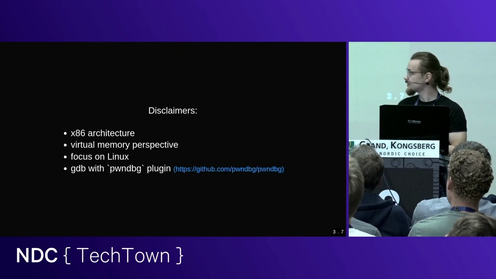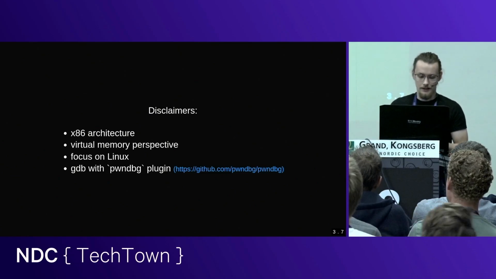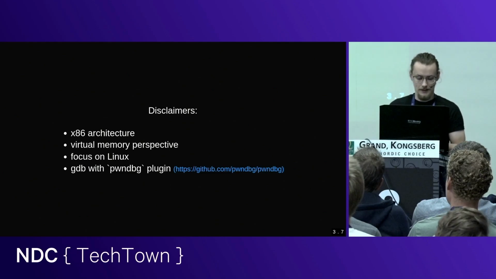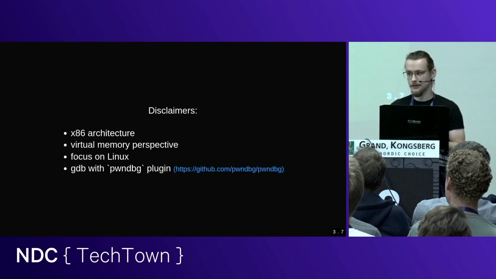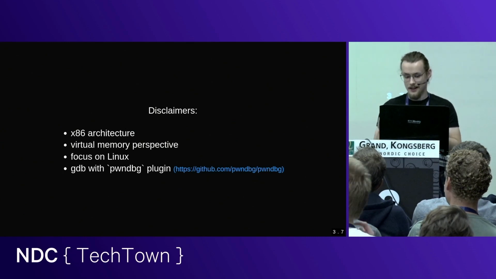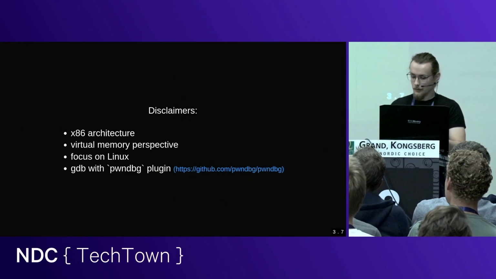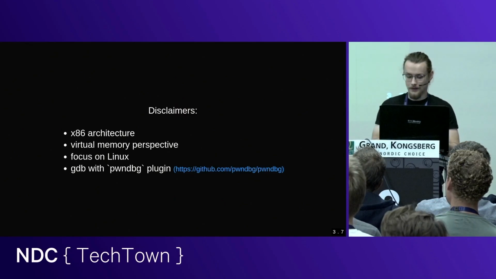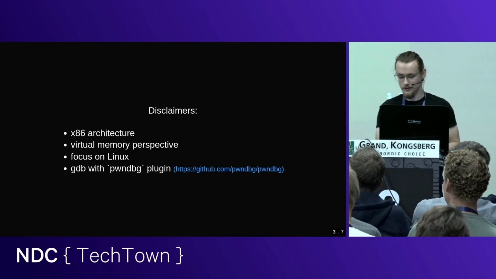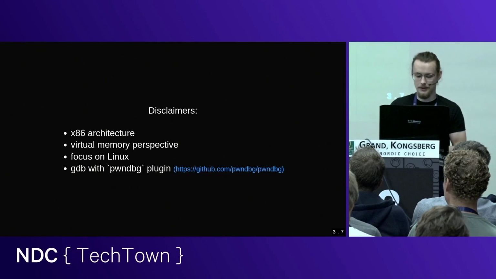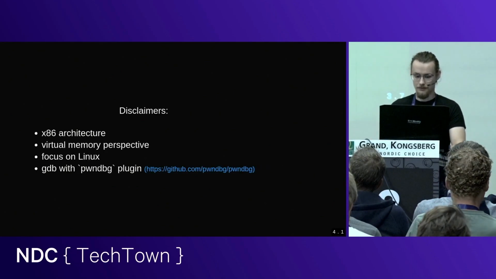Okay, so some disclaimers. A lot of the things I'll be talking about are very dependent on the architecture, and in this talk I will focus on x86 architecture. I will be talking from the virtual memory perspective, but I think it's important to remember that there's a physical layer beneath it. I will focus on Linux, and maybe I will use GDB with some plugins. So if I run GDB and it looks unfamiliar, don't get confused. It's just a plugin that you could download for GDB, because GDB exposes a Python API. So there are a lot of plugins to make GDB more convenient to work with.